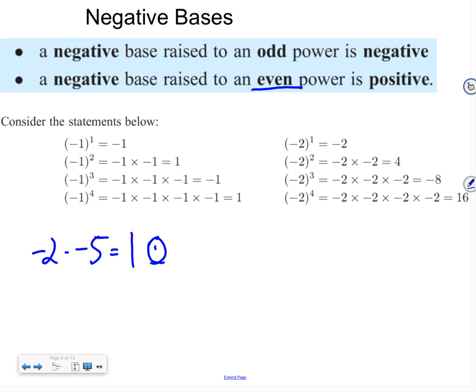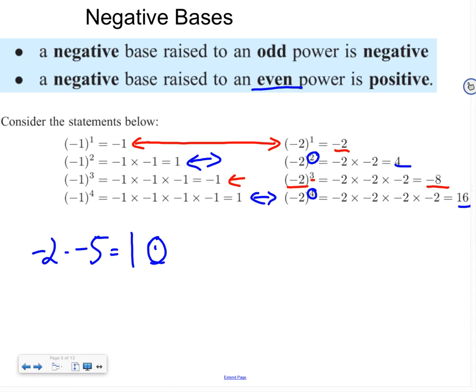So negative 1 to the 1st is negative. Negative 1 to the 3rd is negative. And then you can notice that negative 1 to the even powers are positive. That goes the same regardless of the base. If the base is negative, it alternates. With an odd power up top, you get a negative answer, and you have your positive answers when you have even indexes.